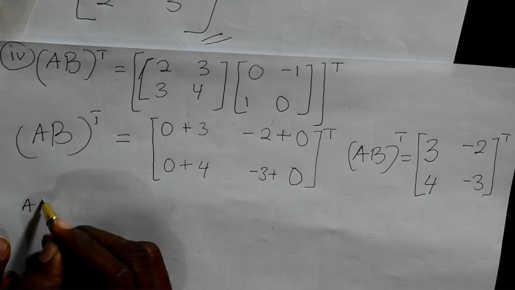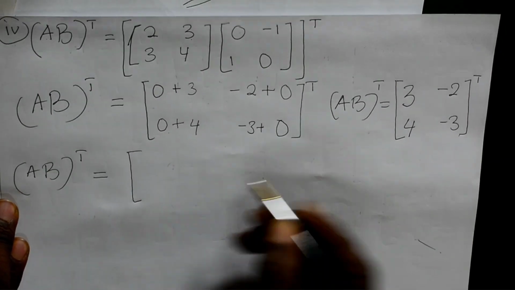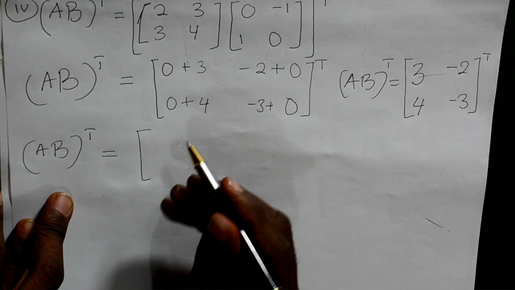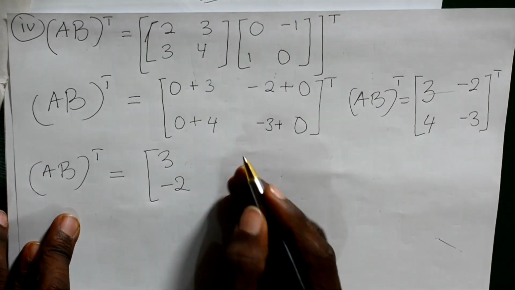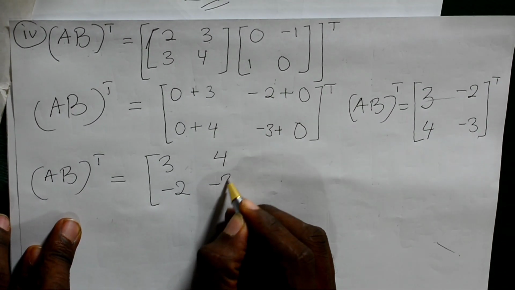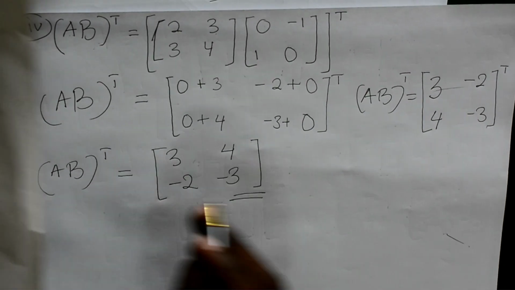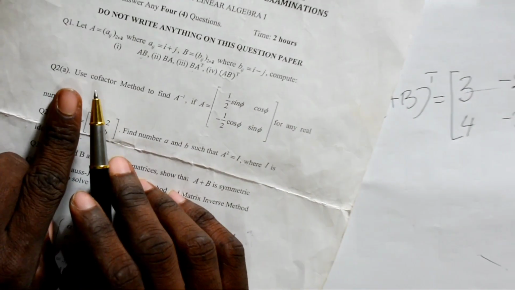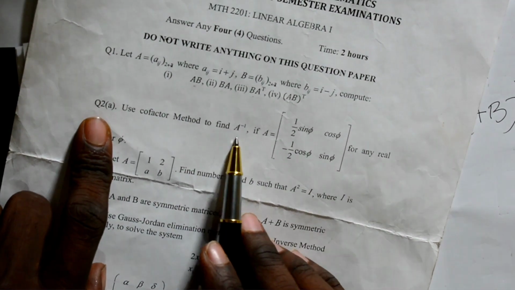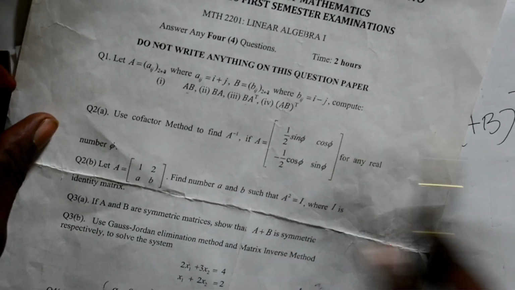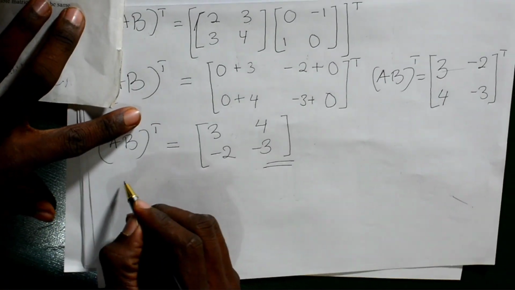So now (AB)ᵀ will be equal to, we are now going to transpose this matrix. Row to column, 3 minus 2. Row to column, 4 and minus 3. So this is (AB)ᵀ. So now let's move to question number 2. It says use cofactor method to find A inverse if A is this much. So now let's see how to solve this question.